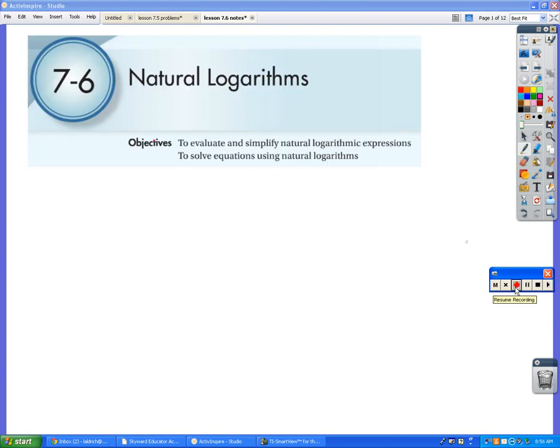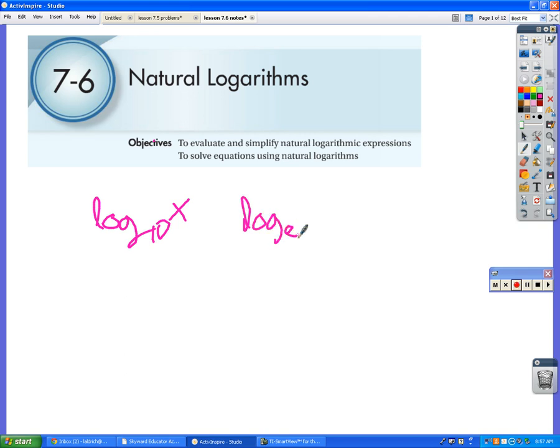Okay, so today we are going to wrap up Chapter 7 by getting into natural logs. Logs we did, and they most typically had a base of what? 10. But you can make that base any number that you want, right? So if you have a logarithmic function and you make the base e, remember our old friend e?